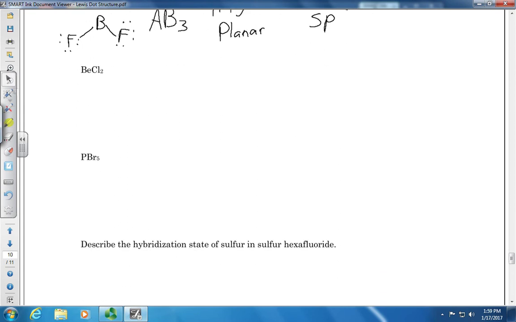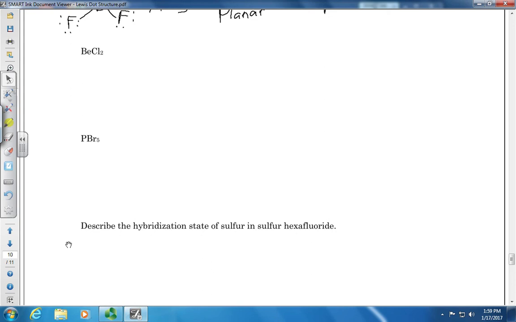So let's look at beryllium chloride. Beryllium chloride is linear. In fact, it's not really a molecule. We're dealing with an ionic compound. But for the sake of argument, let's work through all this. Beryllium chloride is going to give us a linear molecule because it is AB2.